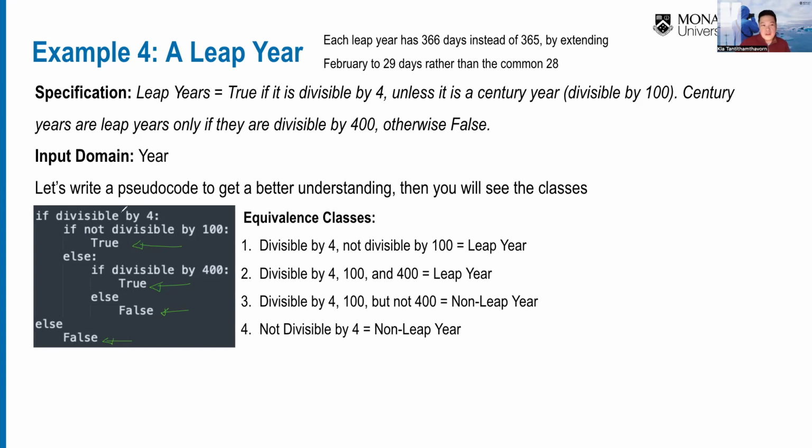The first one, what is that? That's the condition here. Divisible by 4, but not divisible by 100, and then it is considered a leap year. Next one, divisible by 4, and divisible by 400 as well. Because of the else here, it is divisible by 4, by 100, and 400 as well. We consider it a leap year, otherwise not a leap year. That's a false here. And that's the last scenario. Not divisible by 4, then we consider it a non-leap year.